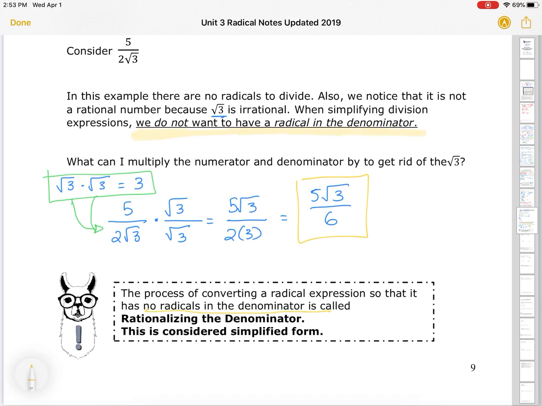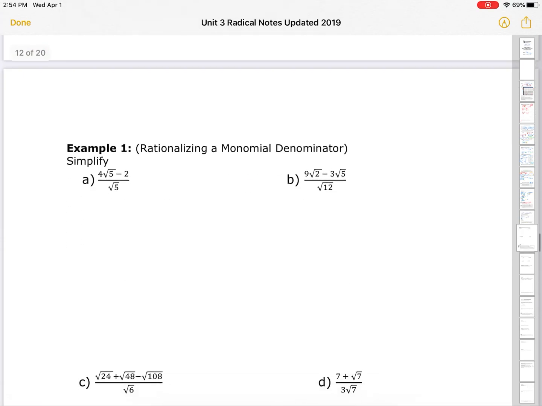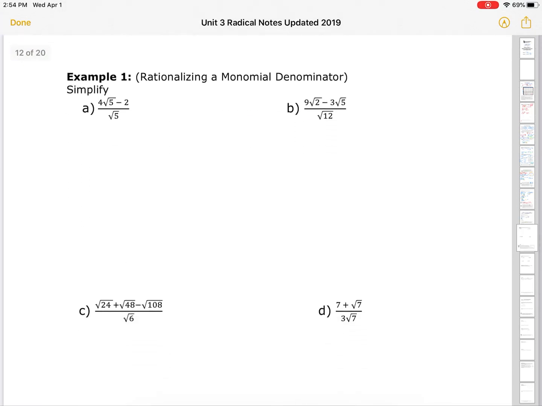Now, the process of converting a radical expression so that it has no radicals in the denominator is called rationalizing the denominator, because we don't want an irrational number in the denominator. We're now rationalizing it. And this is considered the simplified form. So if you're asked to simplify something, and you've got a radical in the denominator, it is not in simplest form. So you want to make sure that you put it in simplest form by rationalizing the denominator.